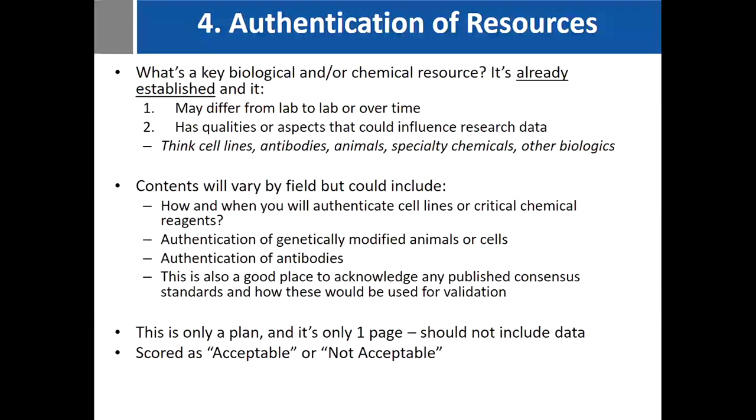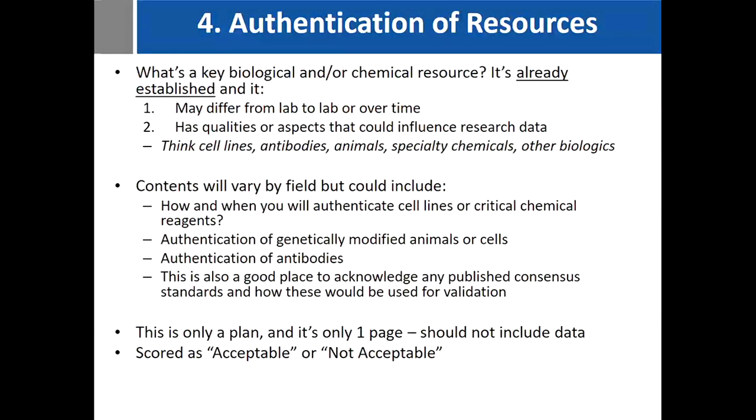You can think about resources that might differ from lab to lab or differ over time. You can think about resources that have qualities or aspects that could influence your research and have a significant impact on the outcome of your data. To give you some examples, think cell lines, antibodies, animals, any specialty chemicals or any other biologics. But what we're not really talking about here is your sodium chloride or your HEPES buffer solutions. That's not what we're focused on here. Think about the ones that are likely to have some variability and pretty significant effects on your research.